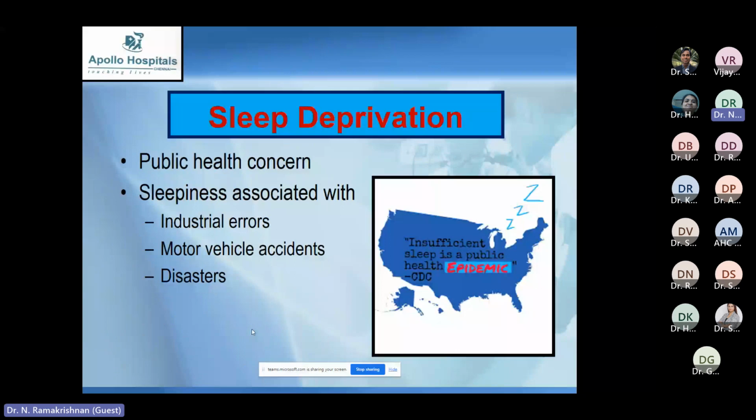Truly, sleep deprivation is a public health problem. It's an epidemic that we are seeing. It's a lifestyle problem that we are seeing. And increased sleepiness has been shown to associate with reduced productivity, which is what the corporates have a huge concern about. Industrial errors, again, can cost many lives, motor vehicle accidents, and disasters. In fact, there are some hypotheses saying that even the Bhopal tragedy and the Exxon tragedy were all probably related to somebody who was sleeping.